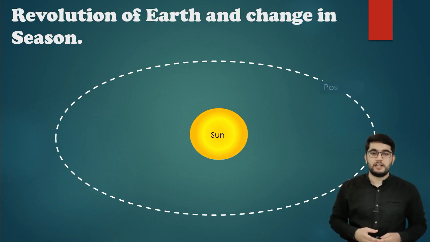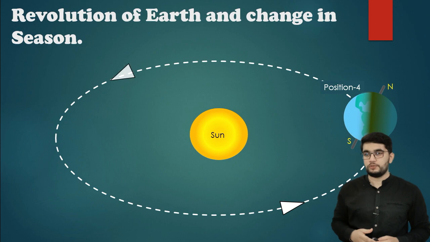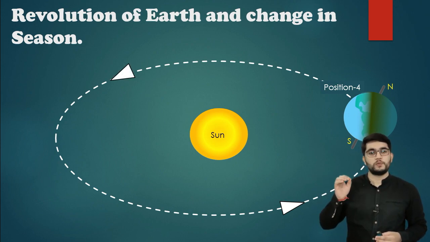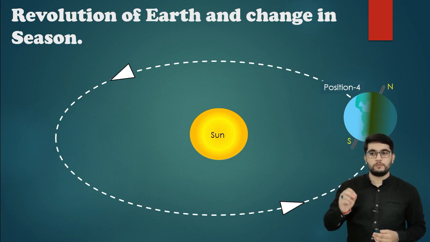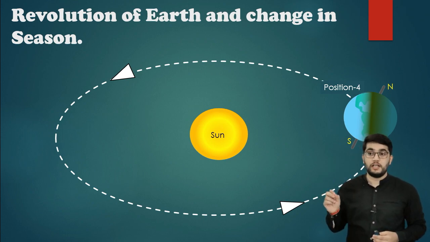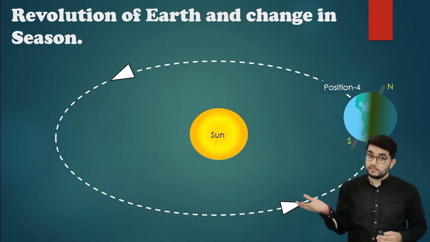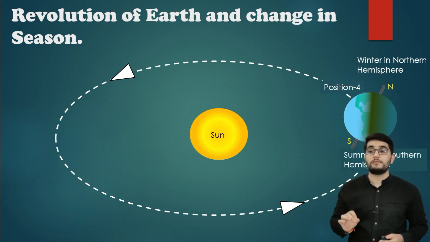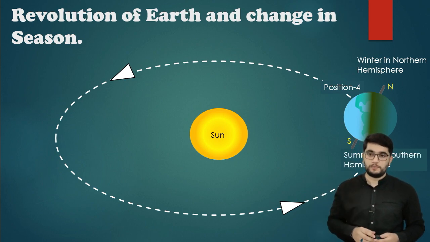For your better understanding, let's start from position number 4. Now in position number 4 you can see that there are the North Pole and South Pole. The North Pole is tilted away from the sun and the South Pole is tilted towards the sun. Because of this, there is winter season in the Northern Hemisphere and summer season in the Southern Hemisphere.